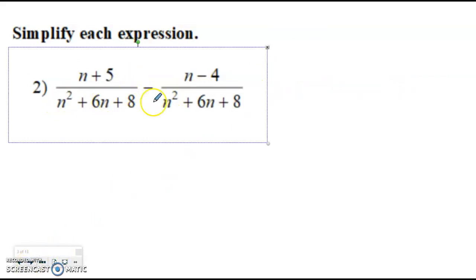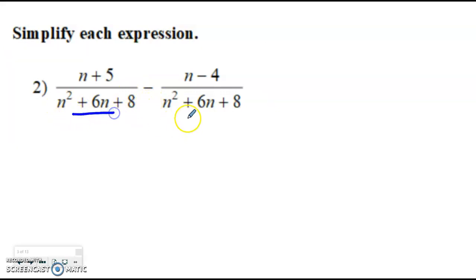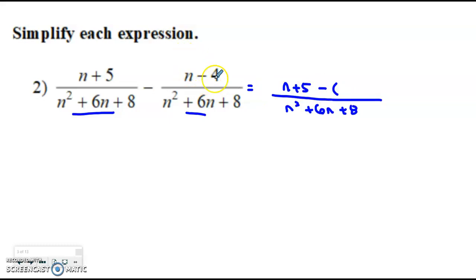All right, so let's look at this next one. In this case, do they have a common denominator? Yes, they have exactly the same thing. So I know it's going to be over n squared plus 6n plus 8. Now, what we're going to be doing is taking n plus 5, and then we're subtracting this entire thing from n minus 4. We're subtracting that n minus 4 all the way from n plus 5.